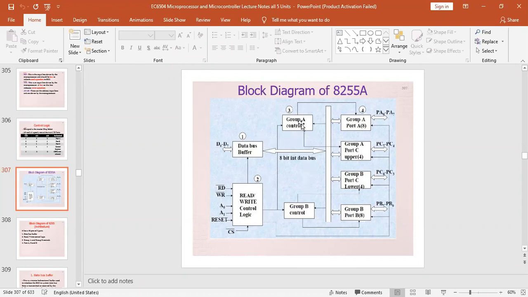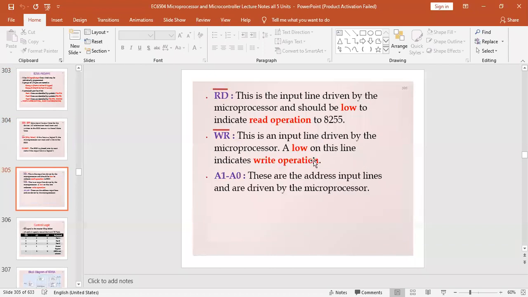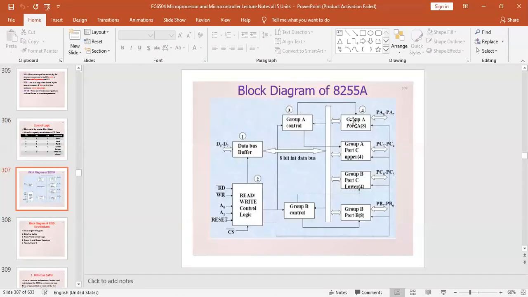You all know about this. Here we have divided group A and group B. Group A consists of port A and port C upper. Likewise, group B consists of port B and port C lower. Port B is fully used, having 8 bits, and for port C only the lower bits, PC0 to PC3, are used here.